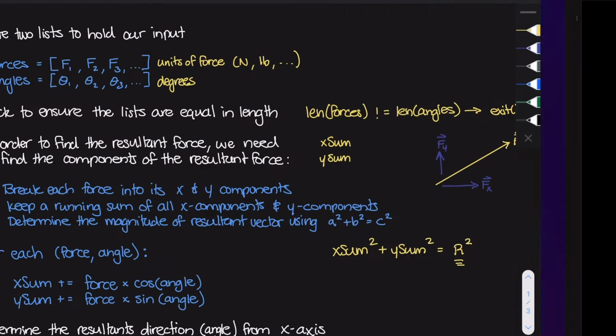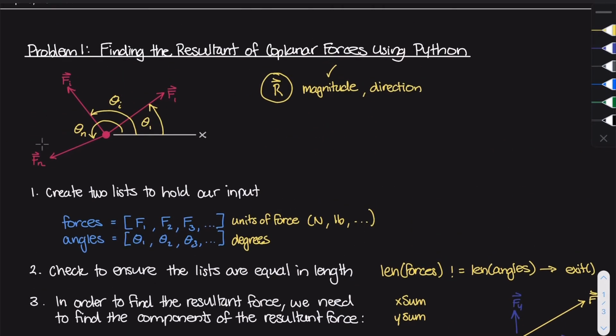So we're going to assume that all of these forces are going to be acting on this single point right here. And these forces can be positive or negative, but they are going to have directions given by the theta angles in this diagram. Okay, so to start off, remember the first step was to create two lists of our input. One is our forces and one is our angles.